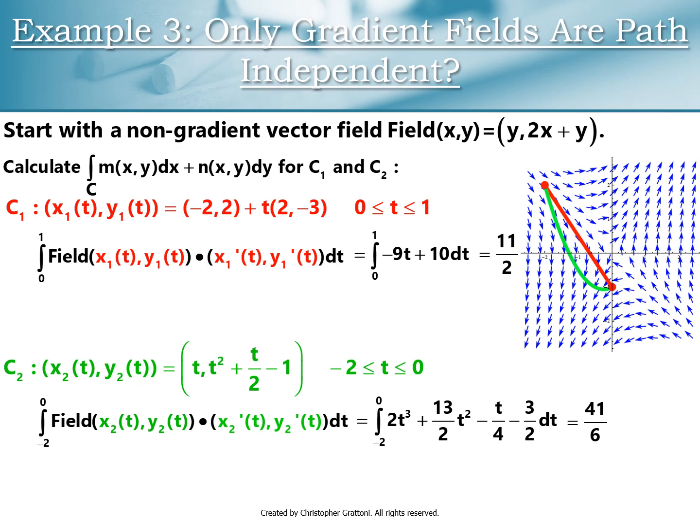So here they are side by side. This is just showing you that only gradient fields are path independent. You cannot apply that property to vector fields in general. You're going to get yourself into some trouble.